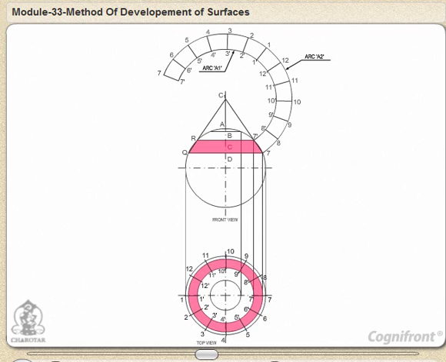Similarly, divide the arc A1 into 12 equal parts such that the length of each part is taken from top view. That is, length 7-dash 8-dash in top view equals length 7-dash 8-dash in front view. Length 8-dash 9-dash in top view equals length 8-dash 9-dash in front view, and so on. Hence, the portion between two arcs is the development of zone C. Similarly, complete the development of zones A, B and D.